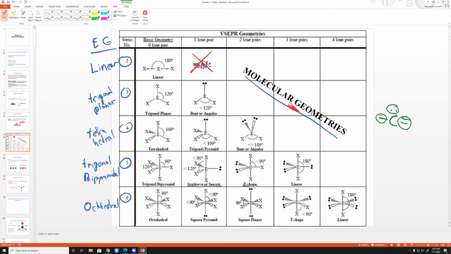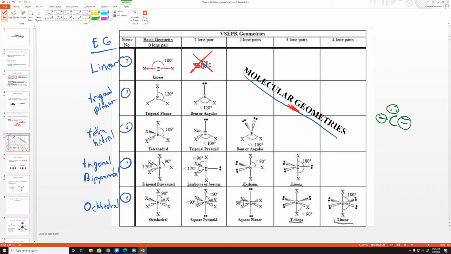So the sawhorse or seesaw, whatever you want to call it, T-shape, this kind of linear, T-shape, square planar, those are important, and then linear. So once you get down here, some of them you're probably never going to see, or maybe once in a while, but they're not essential to know. Every other one is pretty important.